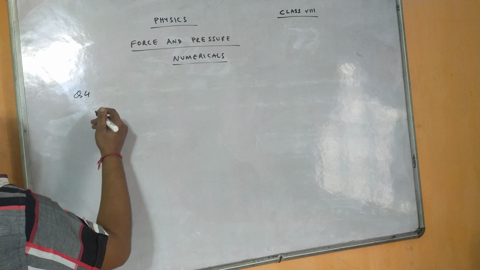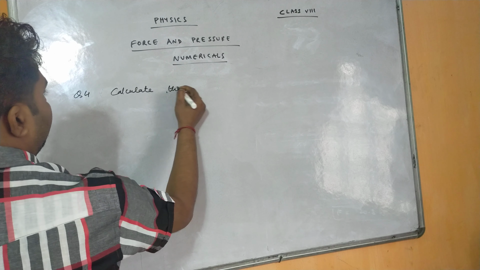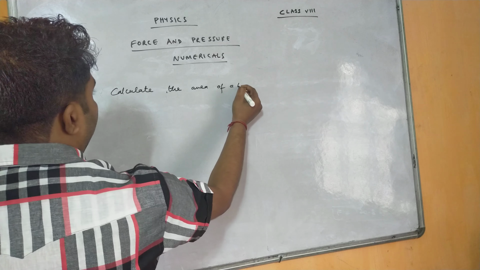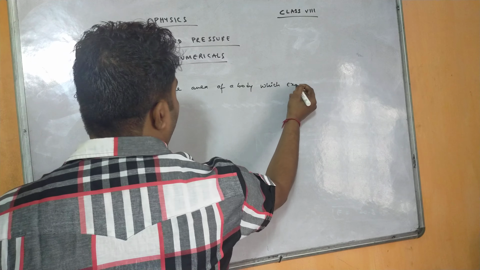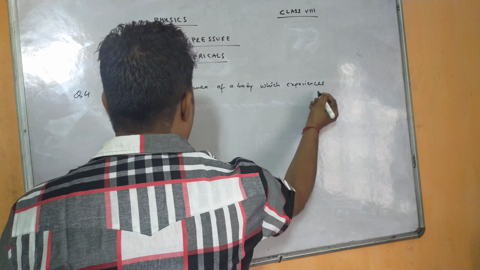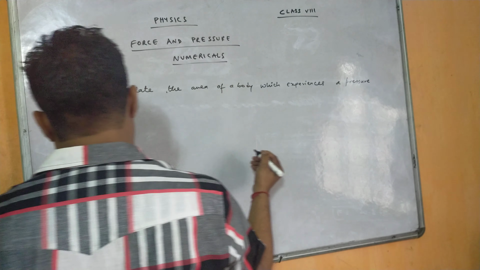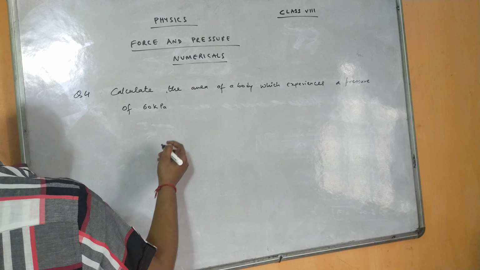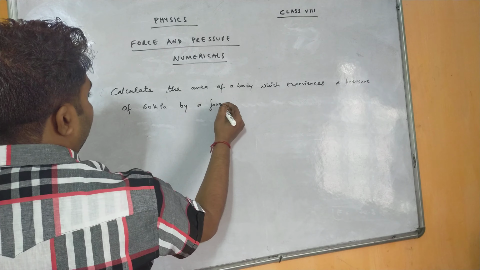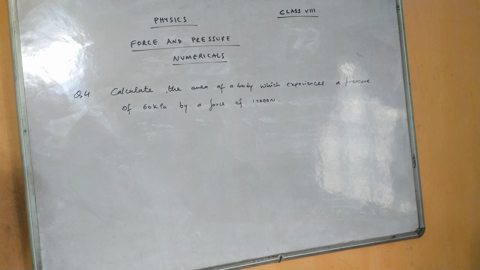Next question we have: calculate the area of a body which experiences a pressure of 60 kPa by a force of 12,000 Newton, right? So we need to calculate the area now.